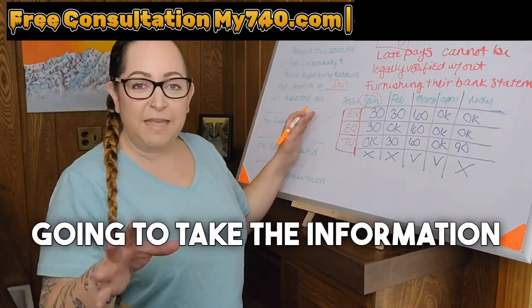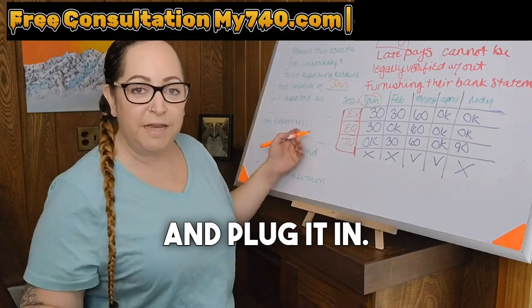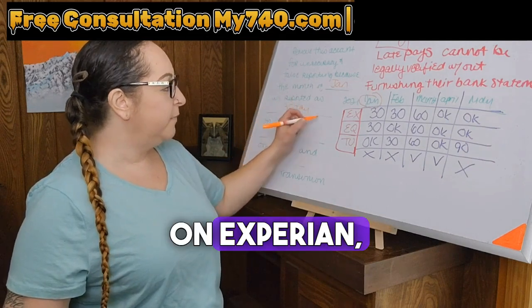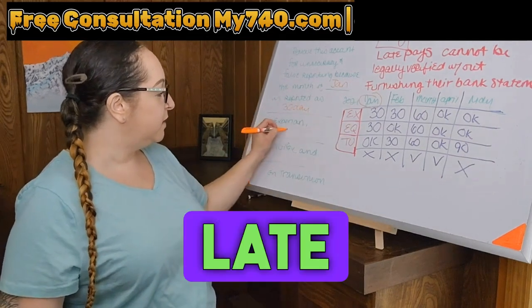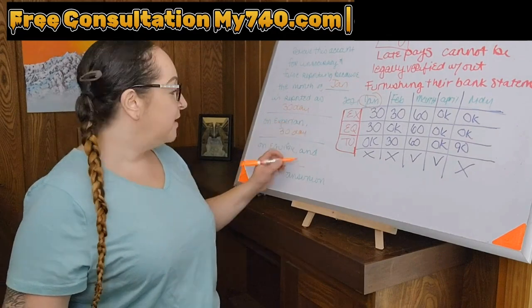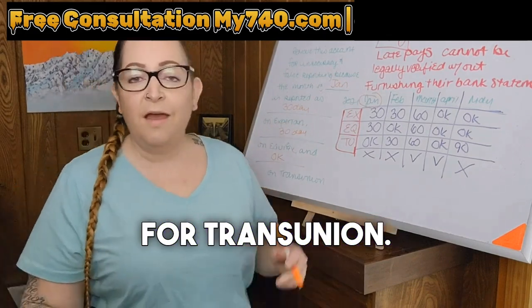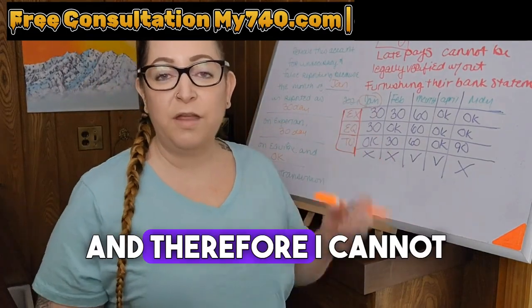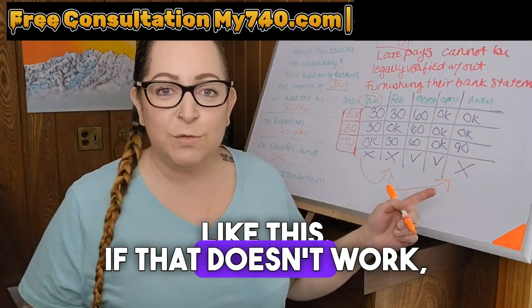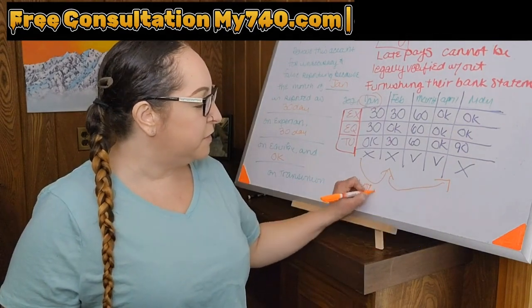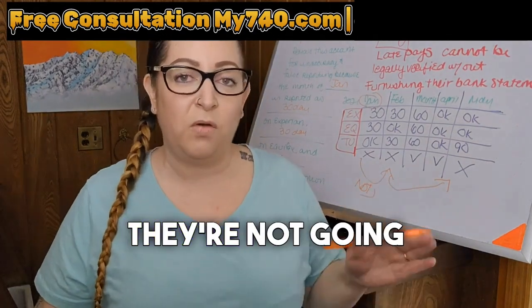and then now you're going to take the information from the account and plug it in. We're going to say 30 days late on Experian, 30 days late on Equifax, and on time for TransUnion. This is not the same payment history, and therefore I cannot report like this. If that doesn't work, we're going to hit them for the failure to enter the notice of dispute, because 9 times out of 10, they're not going to do that.